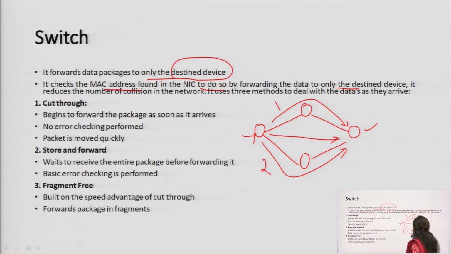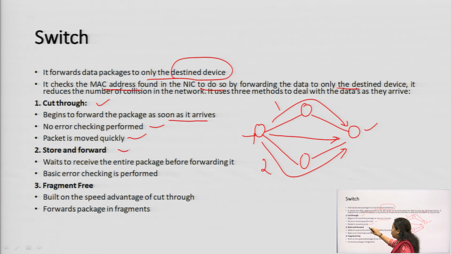So, the 3 methods that have to be dealt with in this case: the first is cut through. It begins to forward the packet as soon as it arrives, meaning it will not check or remove the noise present; no error checking is performed, and the packet is moved quickly. The advantage of cut through is that it reduces the waiting time of the particular packet. Once it is received, it will be forwarded quickly.